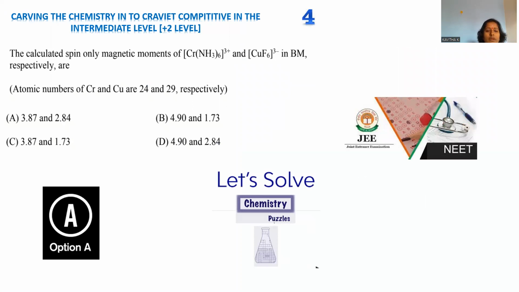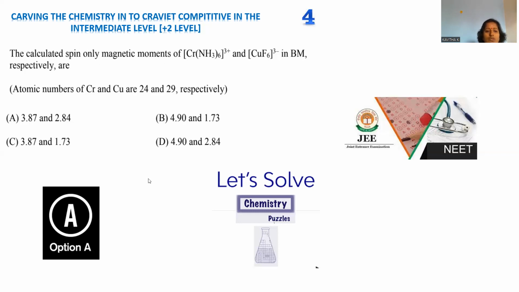The calculated spin-only magnetic moment of [Cr(NH3)6]3+ and [CuF6]3- in Bohr magnetons respectively are, given the atomic numbers of chromium and copper as 24 and 29. It is a question purely from coordination chemistry, where chromium and copper are peculiar metals because they have exceptional electronic configurations apart from the remaining transition metals. That is because in the 3d series, chromium and copper are near half-filled and completely filled configurations. That's the reason these two complex compounds are chosen for the calculation of spin-only magnetic moment values.